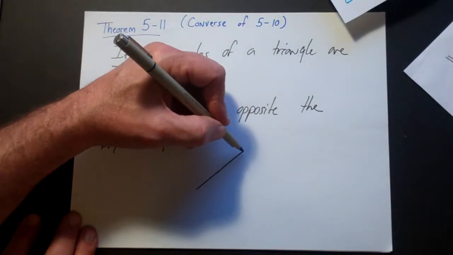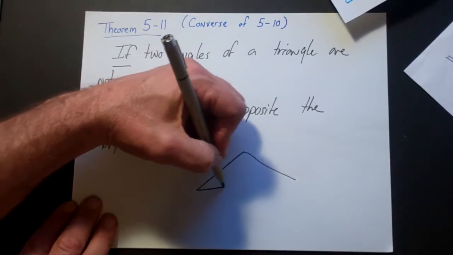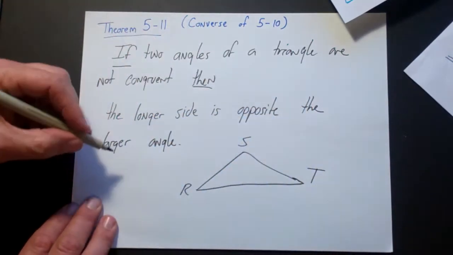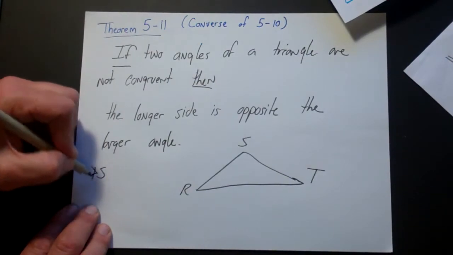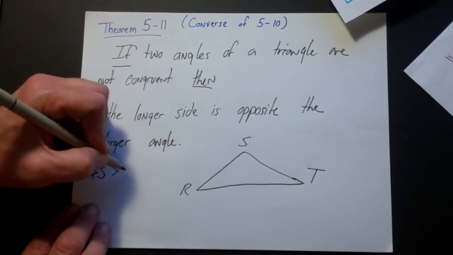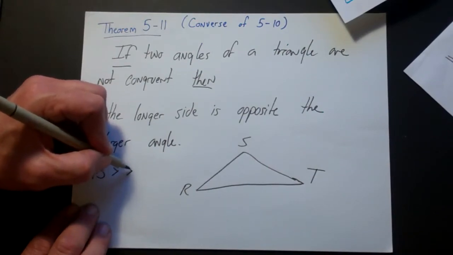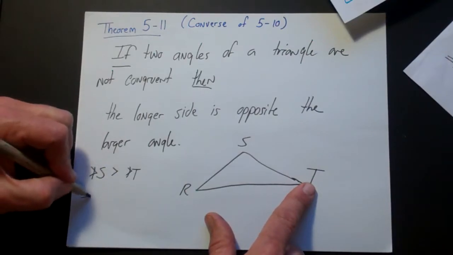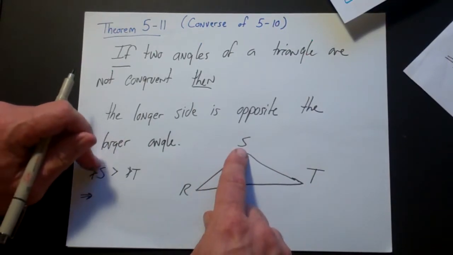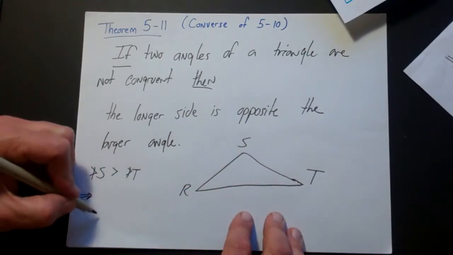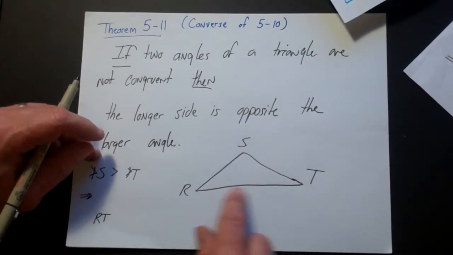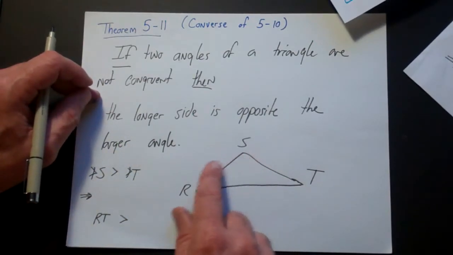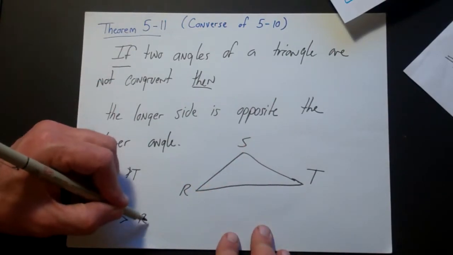And again, let's do a quick example. Let's look at R, S, and T. It's given that angle S is larger than angle T. I'm going to be precise: the measure of angle S is greater than the measure of angle T. That implies that the side opposite angle S, in this case RT, has to be greater than the length of the side opposite T, in this case RS.